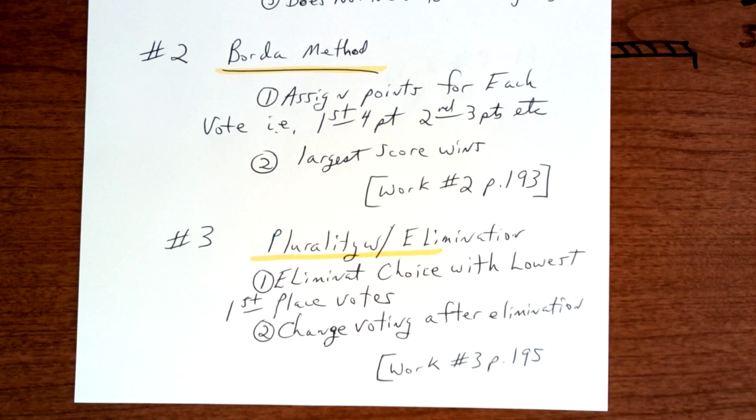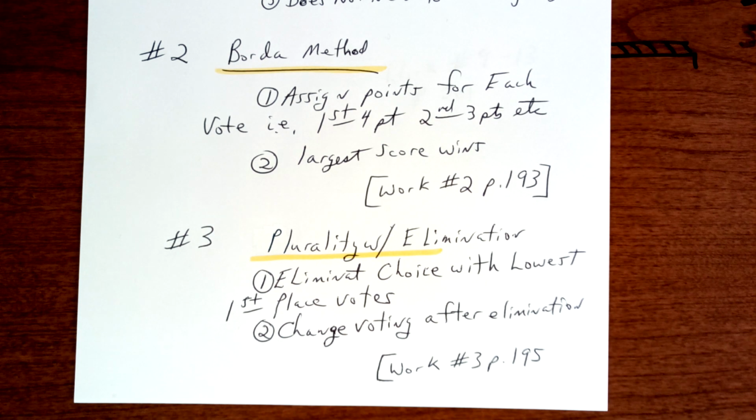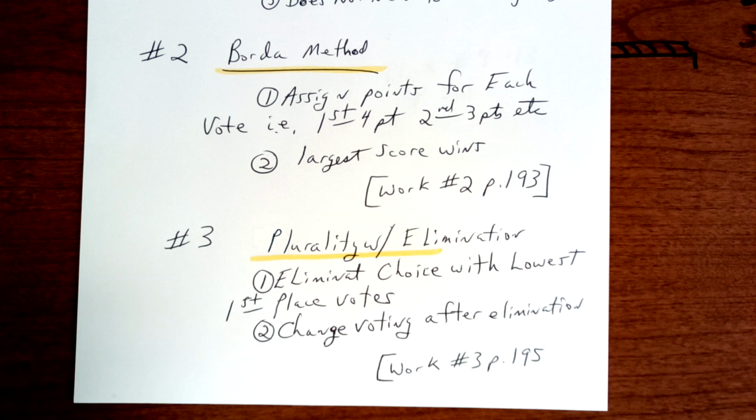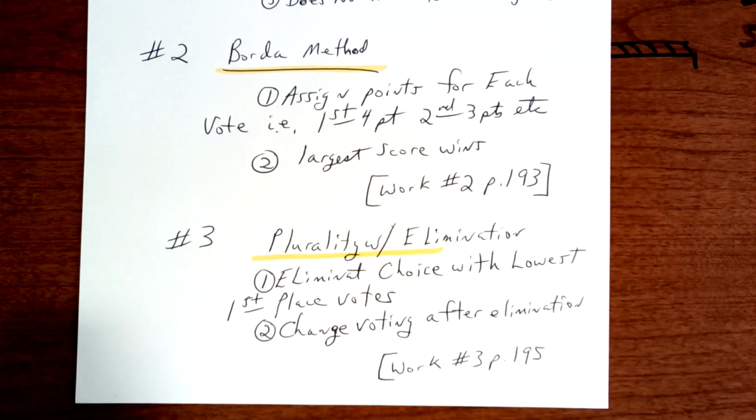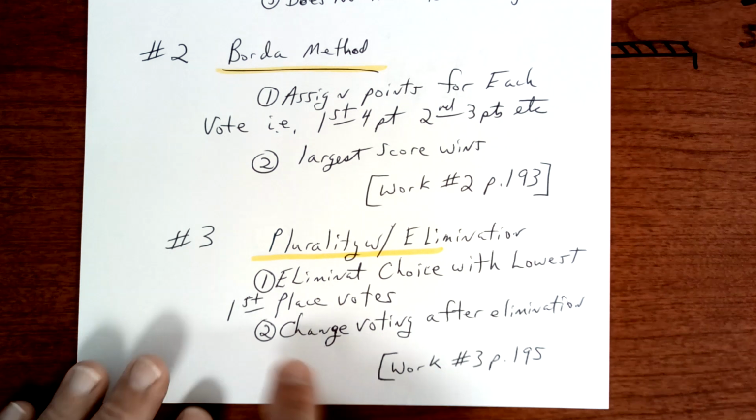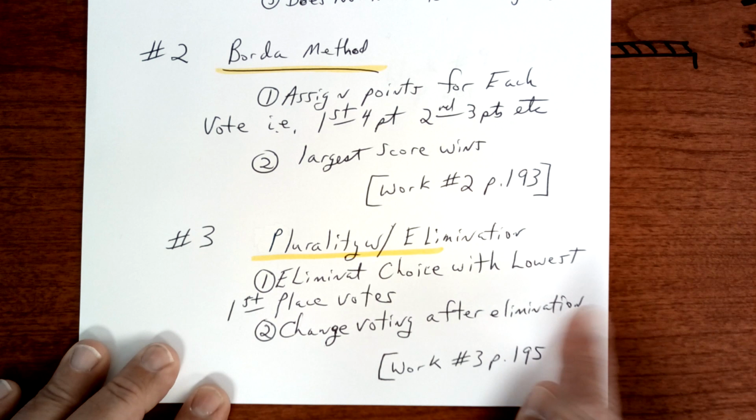Okay, so the Borda method, you assign points. So maybe first place gets 4 points, second place gets 3 points, and third place gets 2 points, etc. The largest score wins. Number three, plurality with elimination. You eliminate the choice with the lowest first place votes, and then you change the voting after the elimination. We'll talk about that. Copy down these notes.